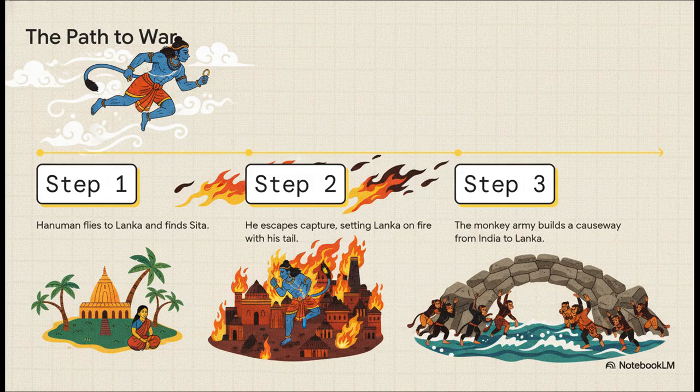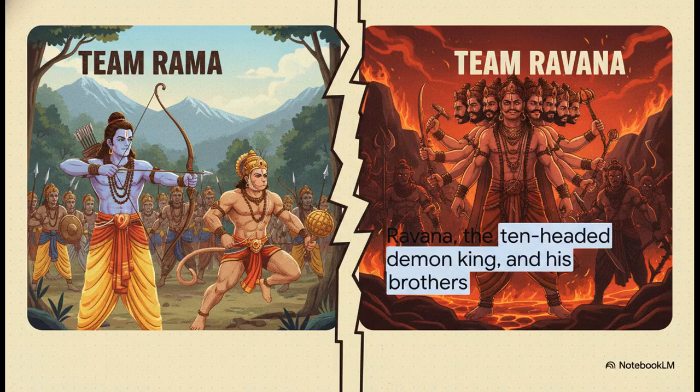Then, the entire monkey army does the impossible. They build a bridge out of floating stones all the way across the ocean to Lanka. And so the two sides finally meet. On one side, you've got Team Rama, our exiled prince, his loyal brother, and an army of powerful monkeys fighting for what's right. And on the other side, you've got Team Ravana, the powerful demon king and his terrifying army of Rakshasas fighting for power and revenge.